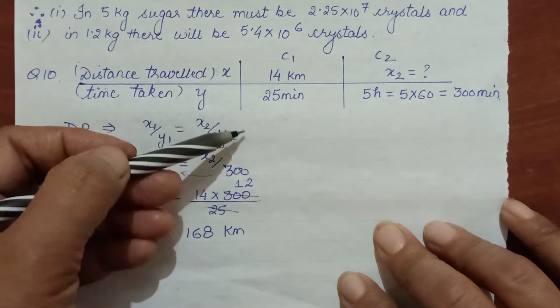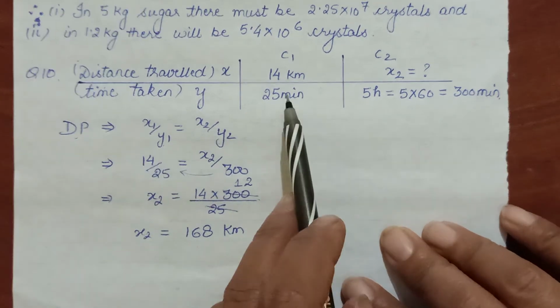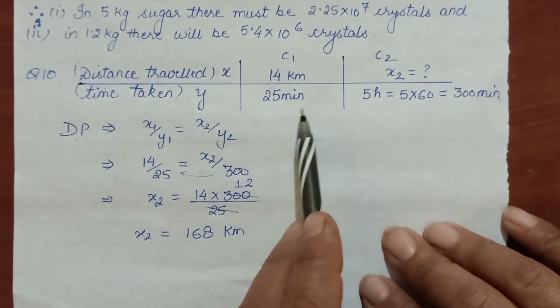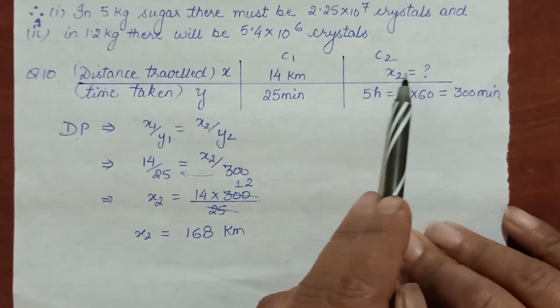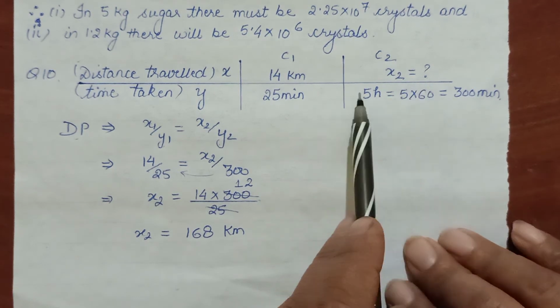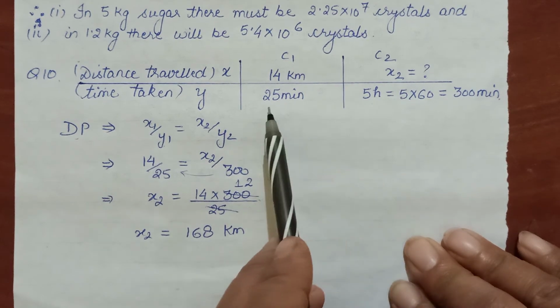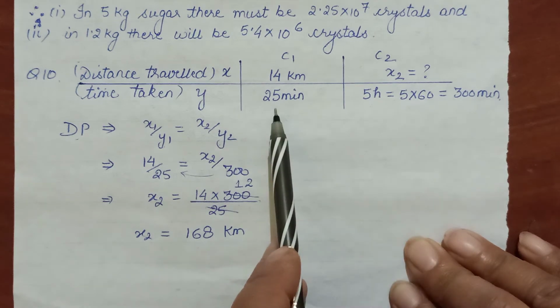So direct proportion है again the same ratio, x1 upon y1 is equal to x2 upon y2. Let's see what was it. We were told that 14 kilometers cover हो रहा था 25 minutes में. आपसे पूछ रहा है कितना किलोमीटर कवर होगा. So we don't know x2, that's your question mark. In time was given to you in second case as 5 hours. Here the time was in minutes, so we convert this also to minutes or maybe this to hours.